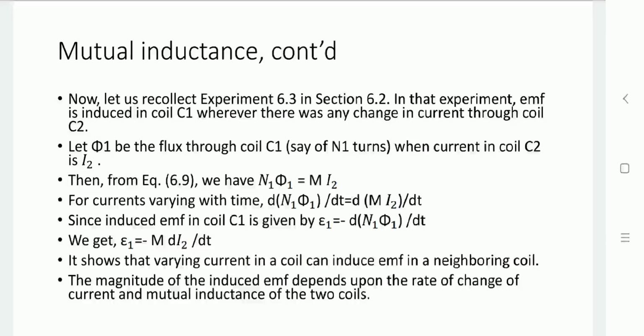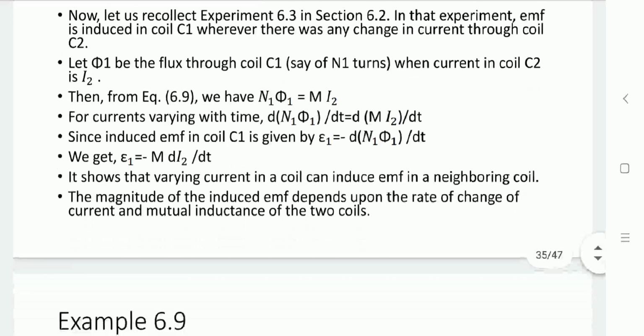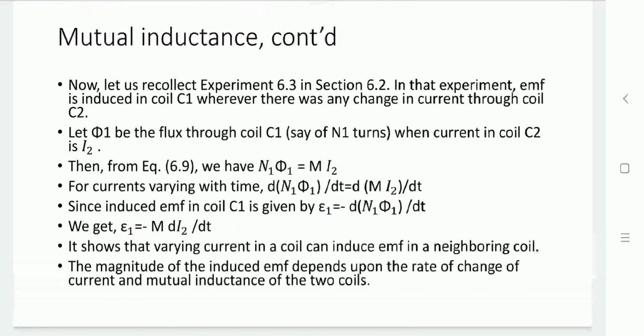Here we have N1 turns, so minus N1 d phi 1 by dt is the generated EMF. So the EMF can be replaced with minus M dI2 by dt. It shows that a change in the current in one coil can induce EMF in the neighboring coil. So the magnitude of the induced EMF depends on the rate of change of current in a coil and the mutual inductance between these two coils. Here we are going to end our session. Hope you understood. Thank you.